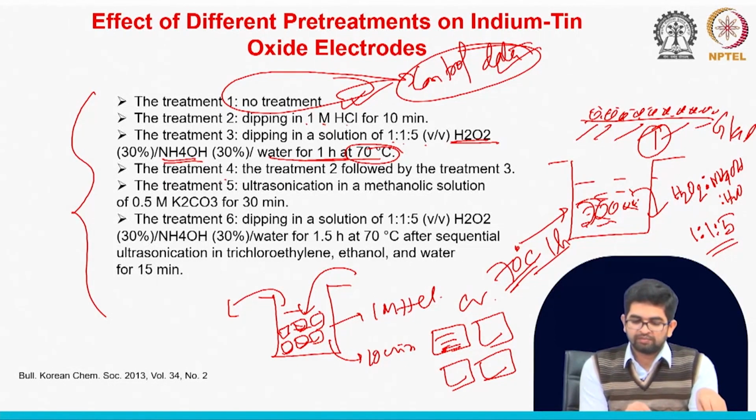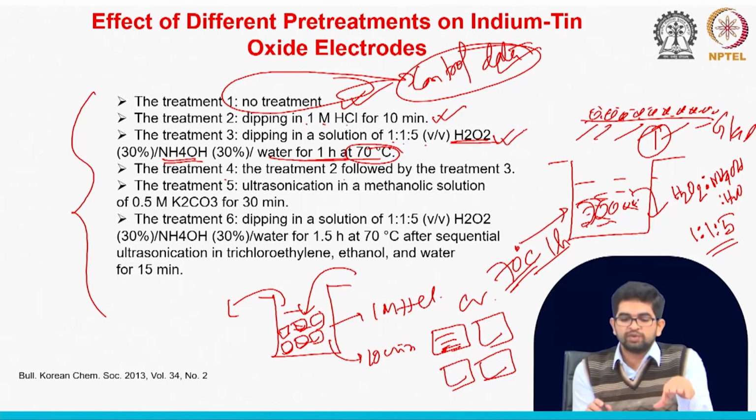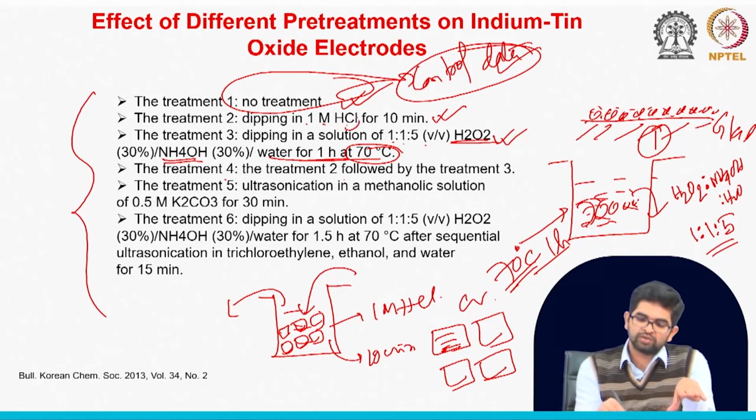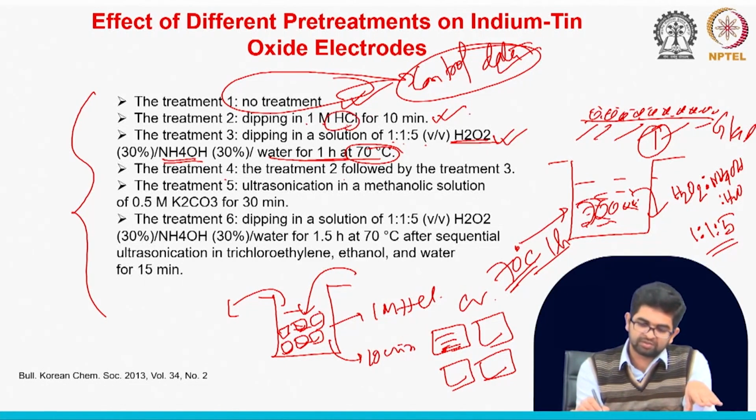Fourth treatment, you can try this hydrochloric acid treatment, and after that you can try this treatment. So after hydrochloric acid treatment, maybe we may think that this may not be good enough for removing all the contamination. Then 1 plus, means 2 and 3 both you can try.